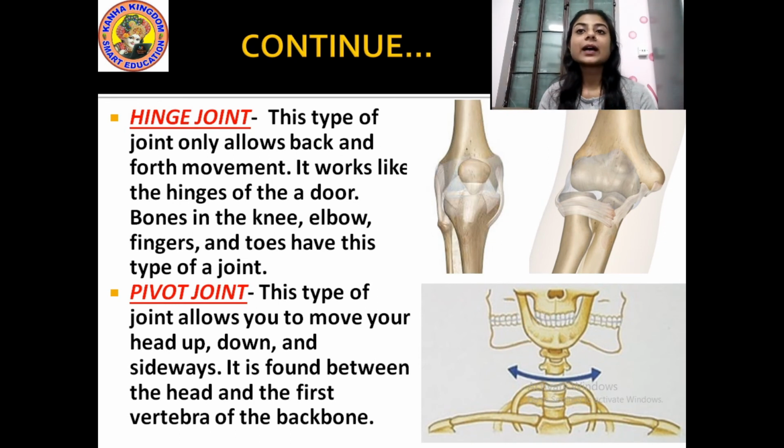So the bones of the neck are an example of pivot joint, which helps you to move your head up, down and sideways, left to right. Alright?